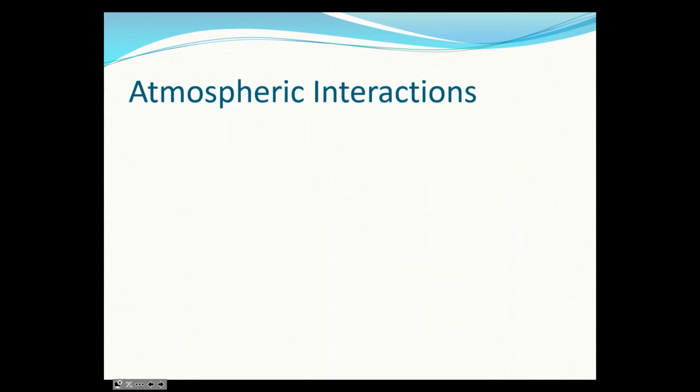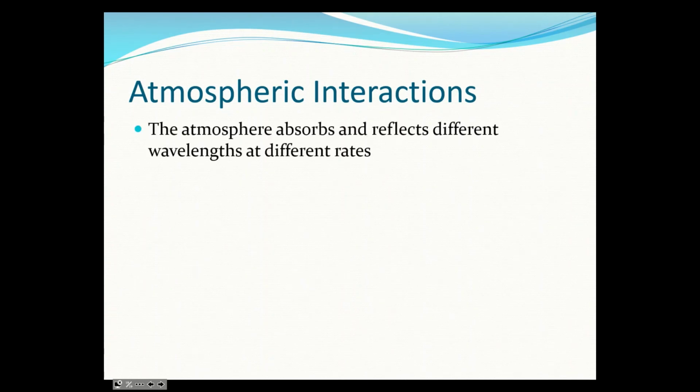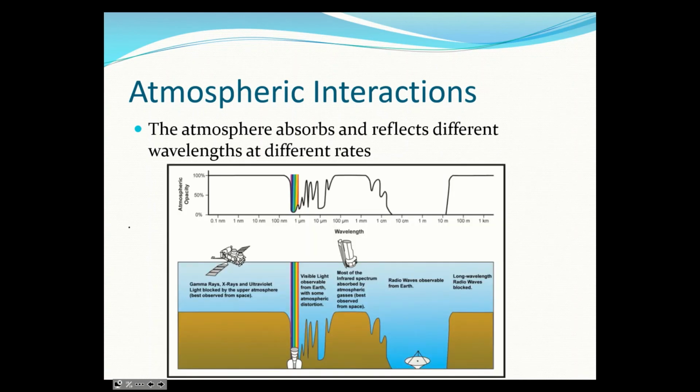Okay, and the last thing that you need to know is atmospheric interaction. So the sun gives off everything from radio waves to gamma radiation and everything in between. So it would be bad if we were exposed to gamma, X-ray, and ultraviolet from the sun, but luckily we have an atmosphere around us, and the atmosphere absorbs and reflects different wavelengths at different rates. So this chart shows what is blocked by the atmosphere best.